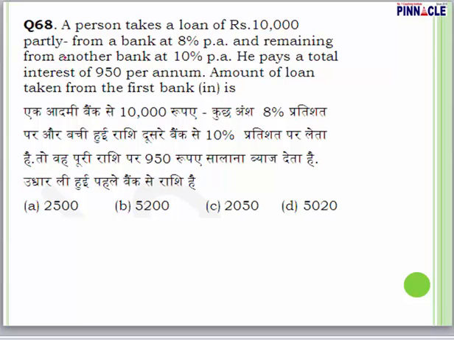Question number 68. A person takes a loan of 10,000 partly from a bank at 8% per annum and the remaining from another bank at 10% per annum. He pays a total interest of 950 per annum. The amount of loan taken from the first bank would be how much?